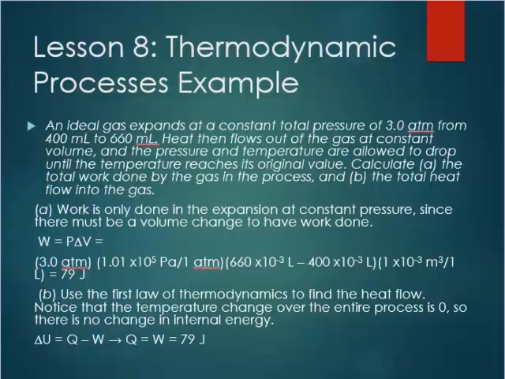79 joules. Now this is where we don't even have to do any more calculations, but just look at the process. We use the first law of thermodynamics to find the heat flow. Notice that since the temperature change of the entire process is 0, there's no change in internal energy, or delta U equals 0, so this gives Q equals W, and thus the heat added is just our same answer for part A, which is 79 joules.